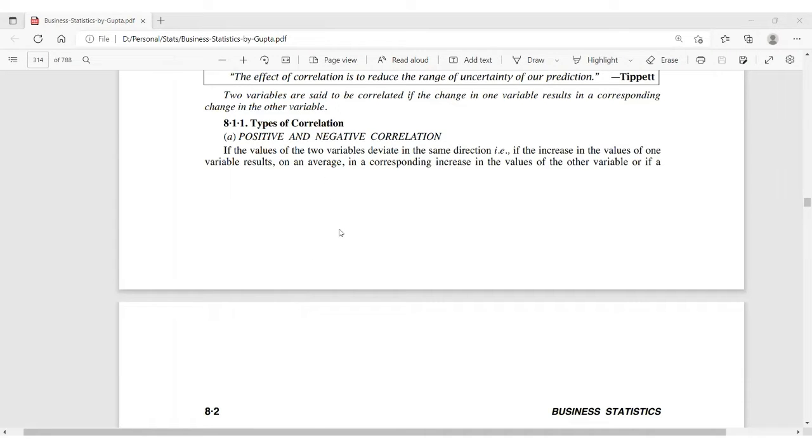Positive is when both go in the same direction. It means if one value is increasing, the second one is also increasing. If one value is decreasing, the second one is also decreasing. Equivalent direction. And in negative, what happens is if one is increasing, the second one is decreasing, or one is decreasing, the other is increasing, like that, right? Okay.